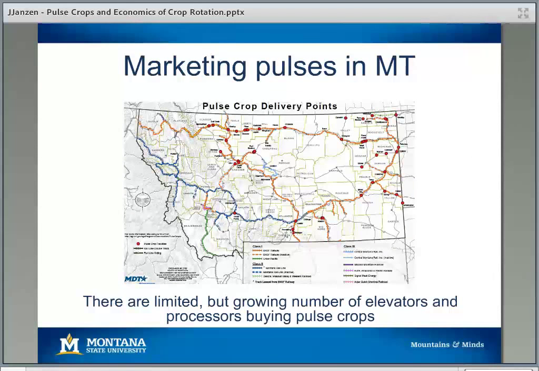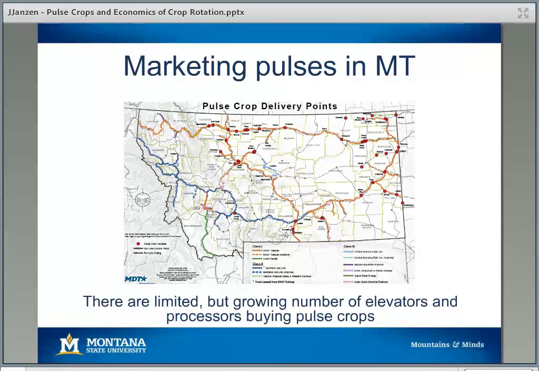Looking more closely to home, who's buying these things? Well, there are a limited but growing number of elevators and processors buying pulse crops. This is just a map of delivery locations in the state that accept pulse crops, put together by the Department of Transportation. Most of these locations are located on major rail lines. And a lot of these are sort of the typical buyers of other crops. So big buyers like CHS and Columbia Grain are some of these delivery points. Others are pulse-specific companies that really specialize in buying pulse crops.